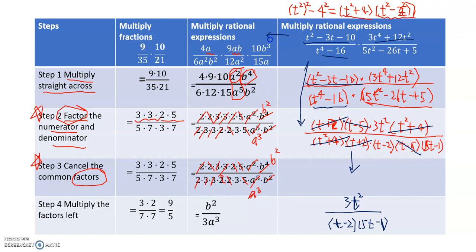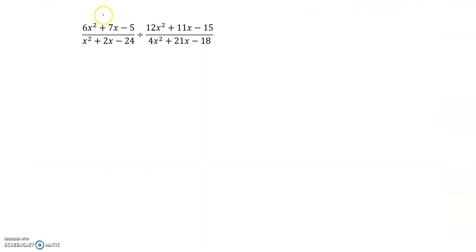Compared to the first example, where everything is already factored because we don't have addition or subtraction. So now we're going to look at more examples. In this case, it's a division, and we can follow the rule of dividing fractions. We know when dividing fractions, we do keep, change, flip.